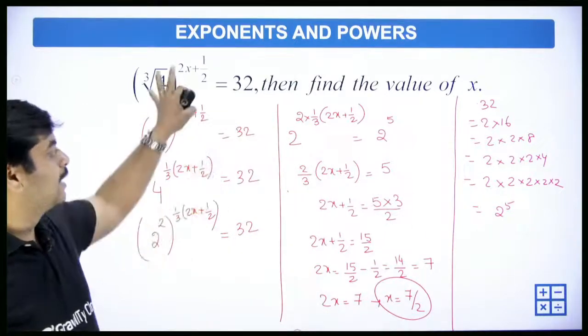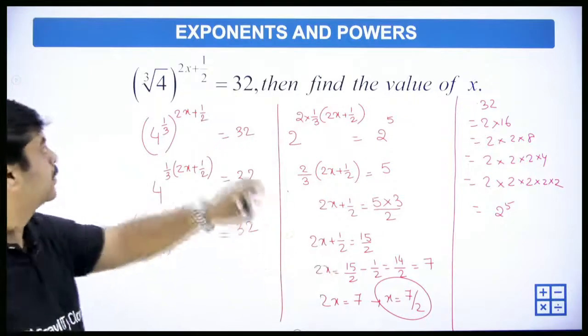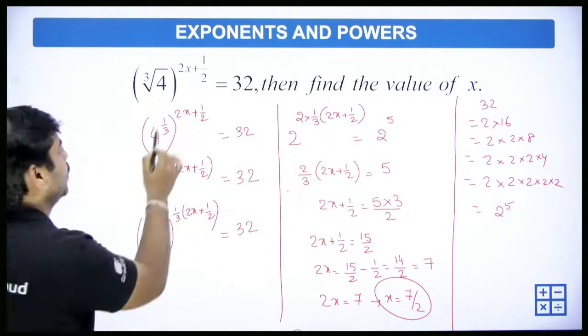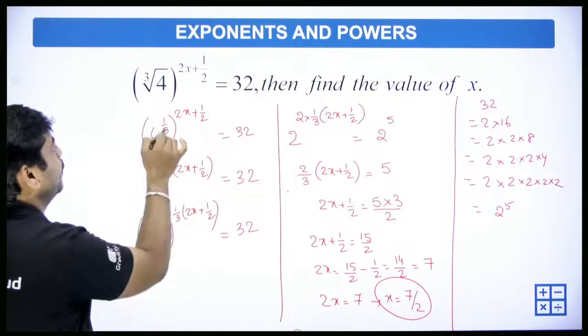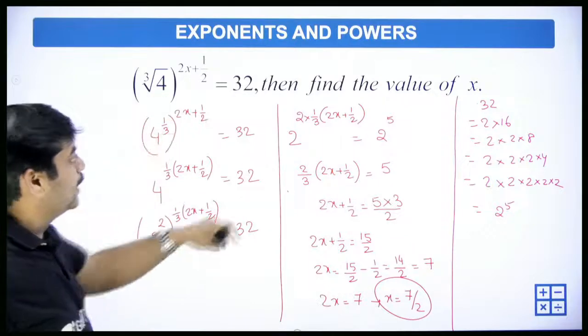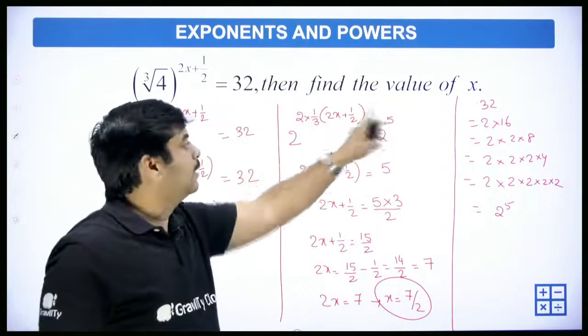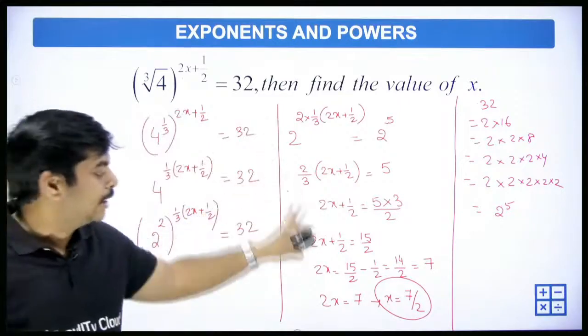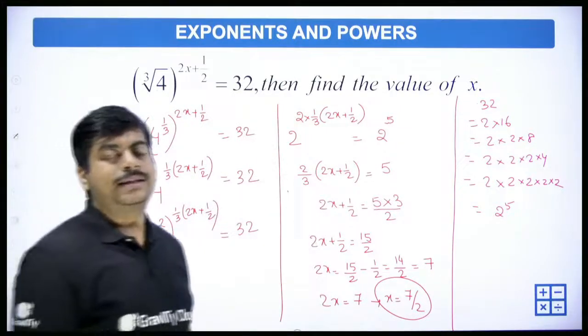Okay. So once again, let's try to discuss all this carefully. Cube root of 4. What do you mean by cube root of 4? Which is 4 power 1 by 3. 4 power 1 by 3 whole power 2x plus 1 by 2 is 32. So once you solve that and you write 2 power 5, equate the exponents because the bases are equal. So from there you will get the value of x as 7/2.